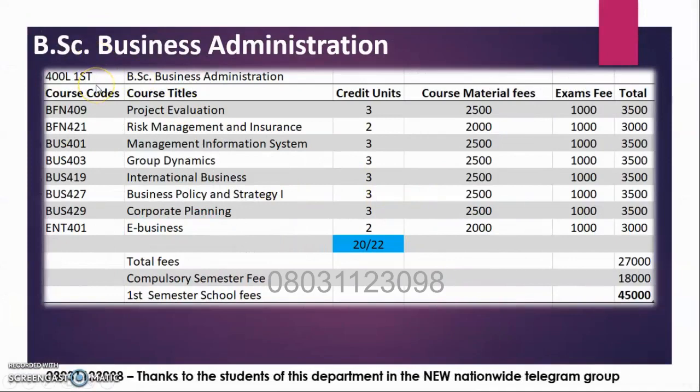400 level first semester. These are your courses and these are your requirements. 20 units are required from here. And here's your material fees, your exam fees. A total of 45,000 is required of you for 400 level first semester.